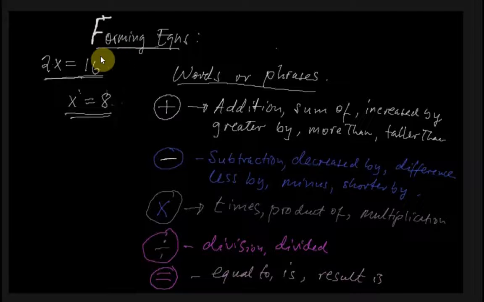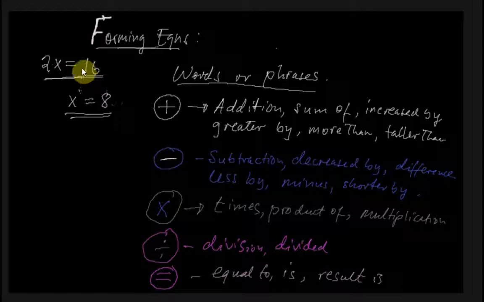Okay, so we talk about forming equations, and particularly a one-variable equation. A very simple one will look like this: 2x = 16. If you divide both sides by 2, because that is the rule, whatever you do to the left-hand side you do to the right-hand side, you get x = 8. So this is a kind of ready-made equation.